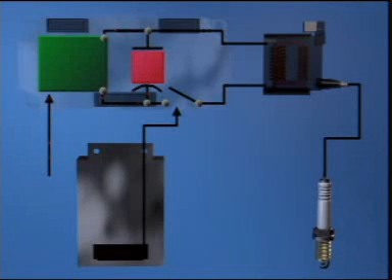When the piston reaches the correct position in the compression stroke, the ICM closes the switch to the ignition coil. The current flow in the primary windings induces a high voltage into the secondary windings. This high voltage is delivered to the spark plug by the spark plug wire.